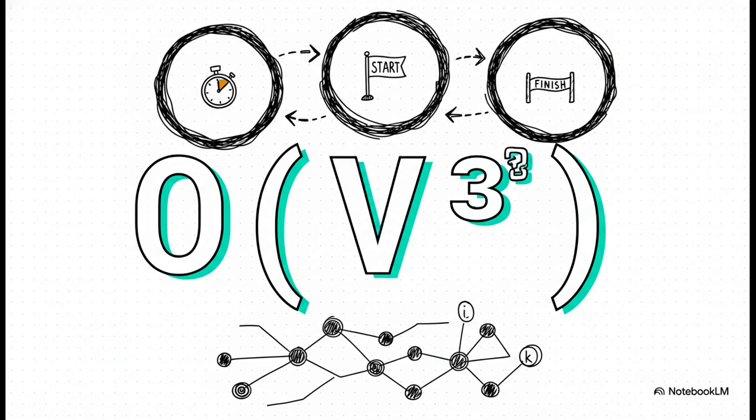It is incredibly thorough. Its time complexity is O of V cubed, or V cubed, where V is just the number of vertices, or cities. Now, what that really means is, if you double the number of cities in your map, the time it takes to solve could multiply by 8. So yeah, this thoroughness is its greatest strength, but it's also its main trade-off. For absolutely enormous maps, it can take a while.